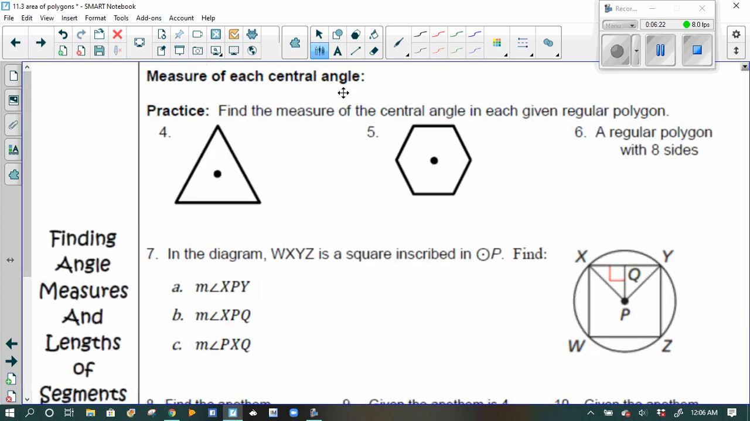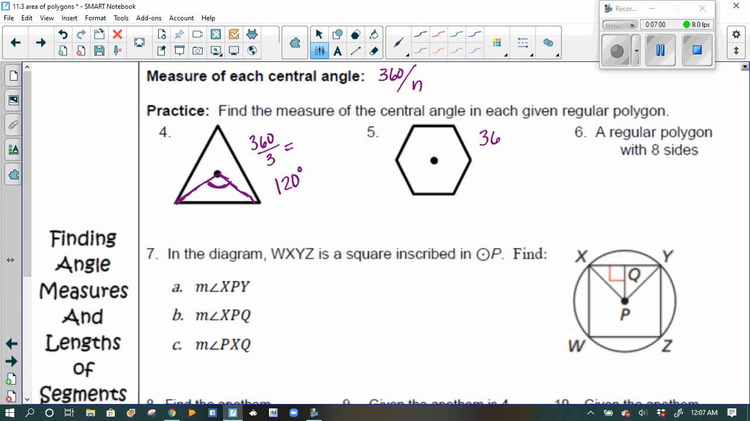So now we're going to find the measure of each central angle. The central angle is going to be 360 divided by the number of sides. This should look familiar from when we were doing exterior angles before. So for example, if I drew a radius to the corner, your central angle is this angle right here. So it's 360 divided by 3 sides. So that means 120 degrees. So this angle right here is 120 degrees.